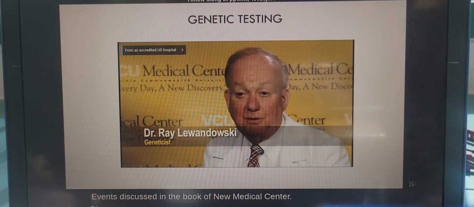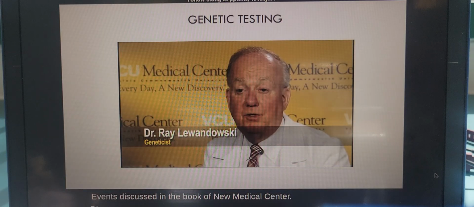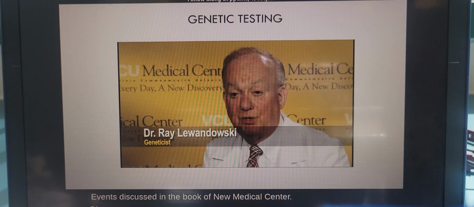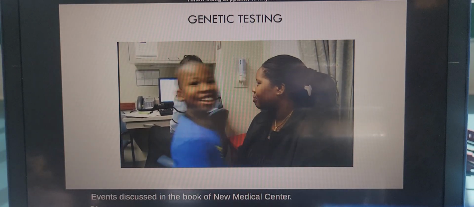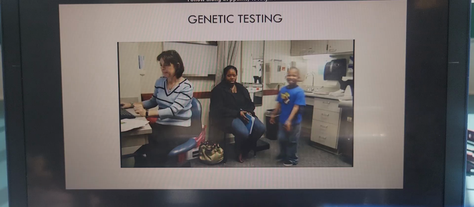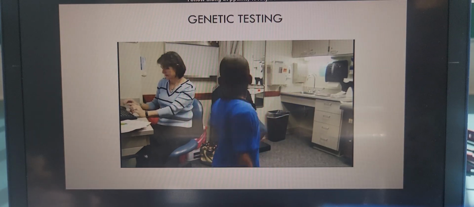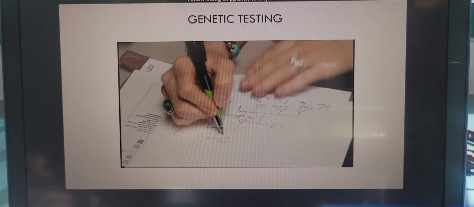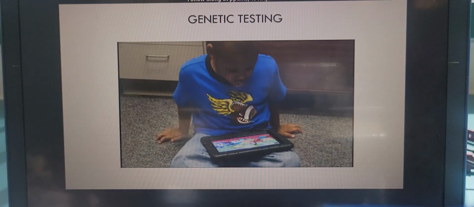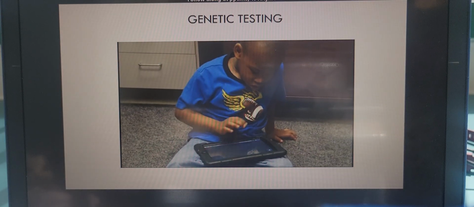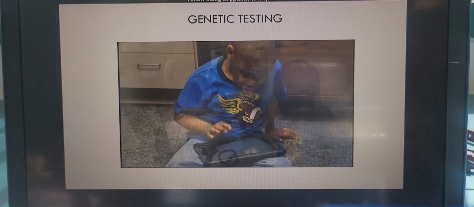I'm Dr. Ray Lewandowski, and today's discovery is autism spectrum disorder testing. Patients with autism have abnormalities relating to their environment. They have speech abnormalities and repetitive movements. Genetics plays a very important role in most cases of autism. Most patients that are referred for autism spectrum disorder are children.